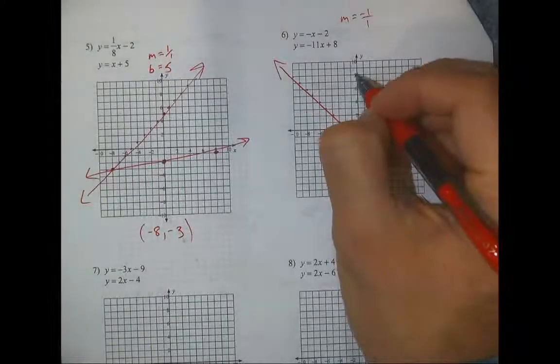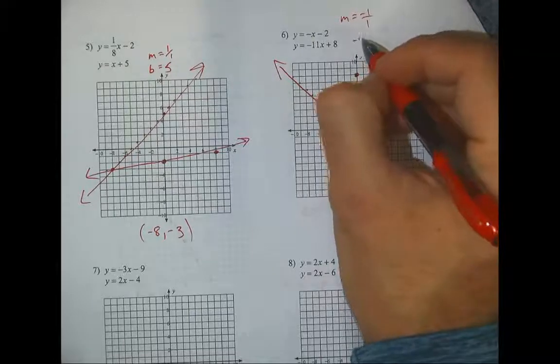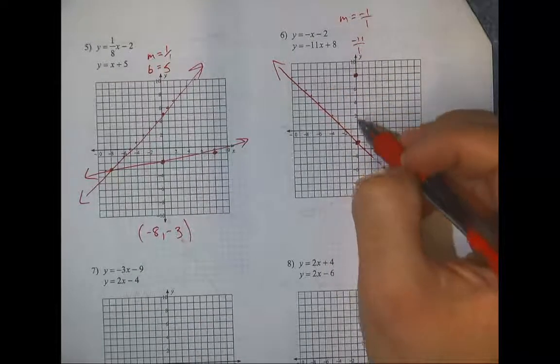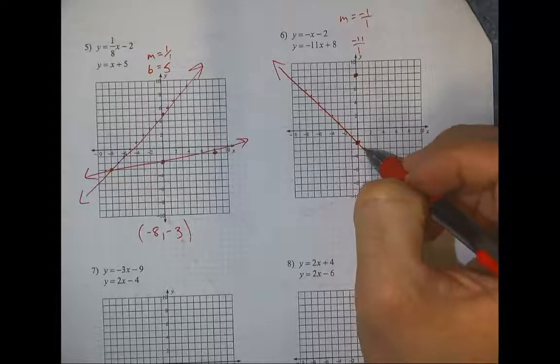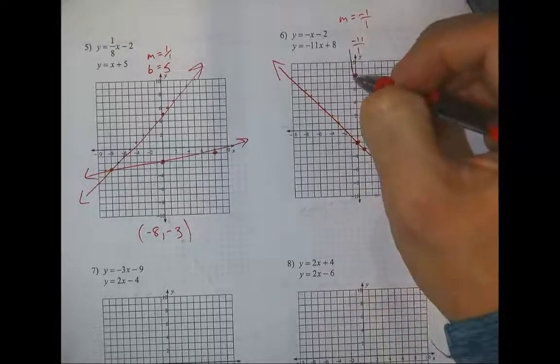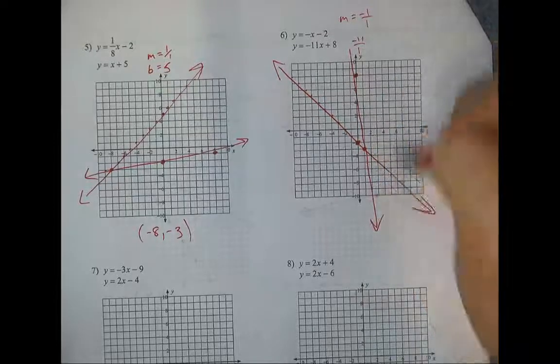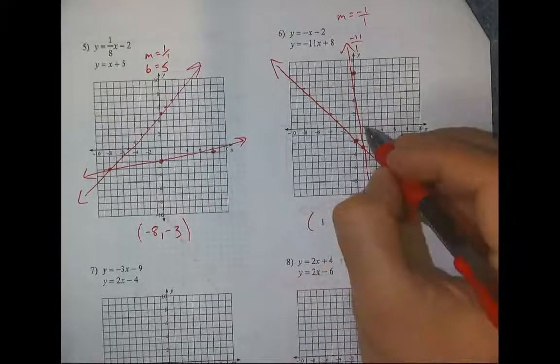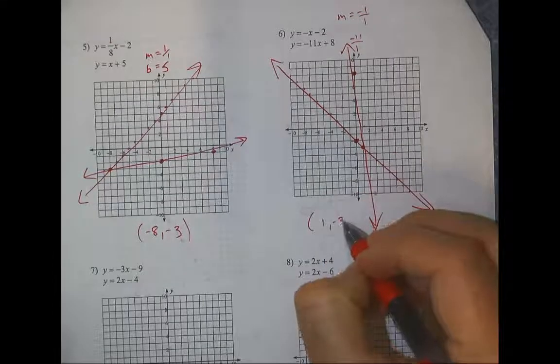And now this one's starting at +8, and the slope is -1 over 1. So I'm going down 1 over 1, and that's the point right there that it's going to hit. That point right there, my x value is 1, and my y value is -3.